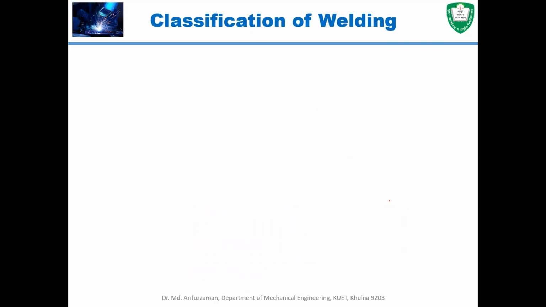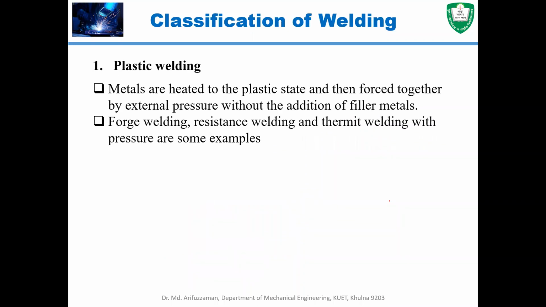Now the classification. Classification of welding basically starts with plastic welding. There are three types of welding: plastic, fusion, and solid state welding. In the first one, plastic welding, metals are heated to the plastic state. Do you understand the plastic state? Anyone? No, sir. Okay.